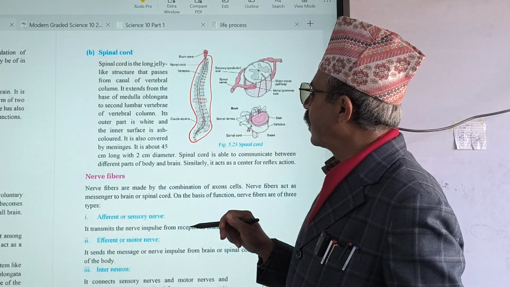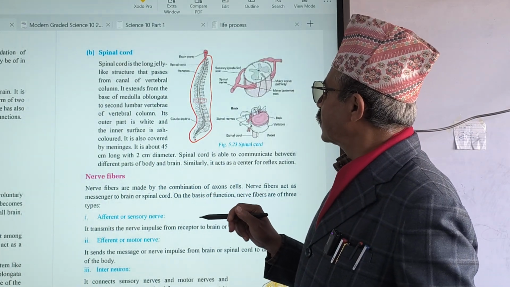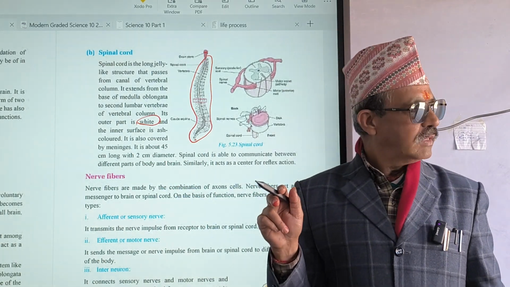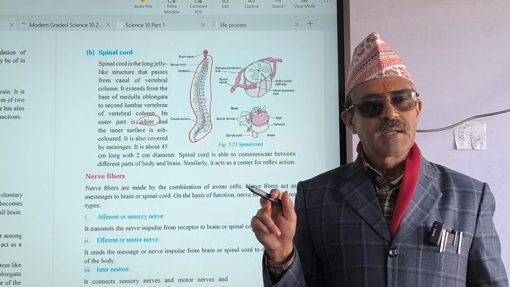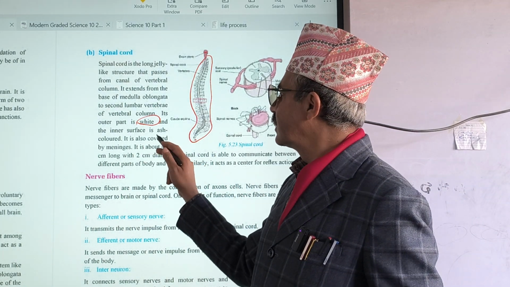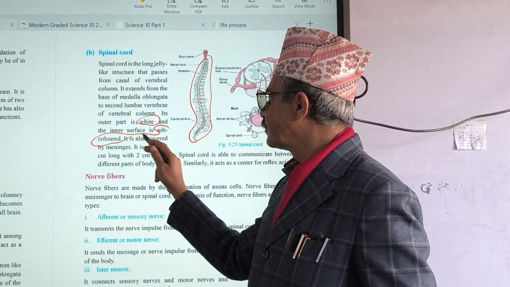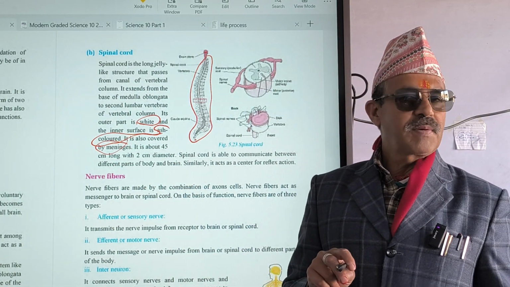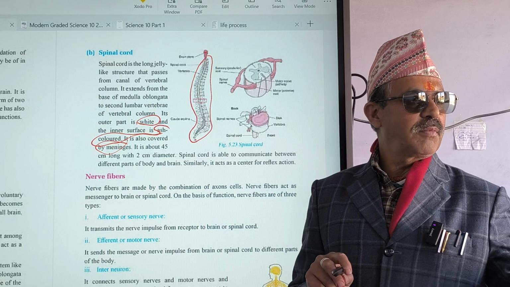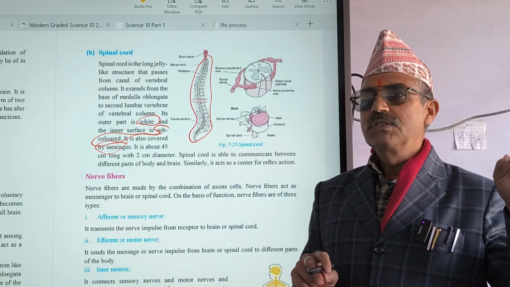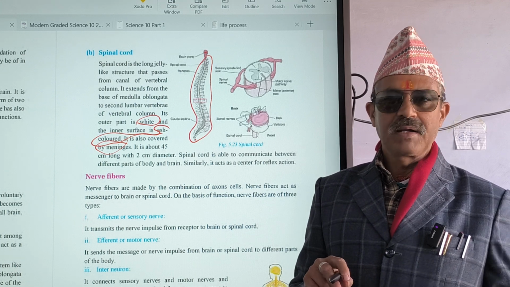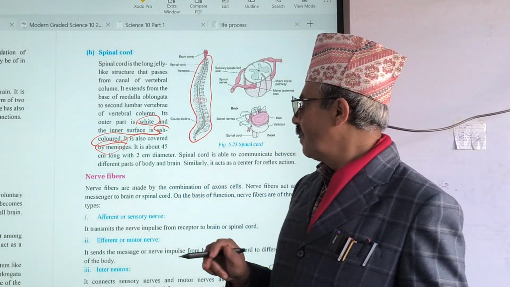Where? Neural cavity. So outer part is white in color. And inner part is grey in color, ash color. It is also covered by meninges. Spinal cord is also covered by meninges. Do you remember the three layers? What are they? Dura mater, arachnoid mater, pia mater, right?